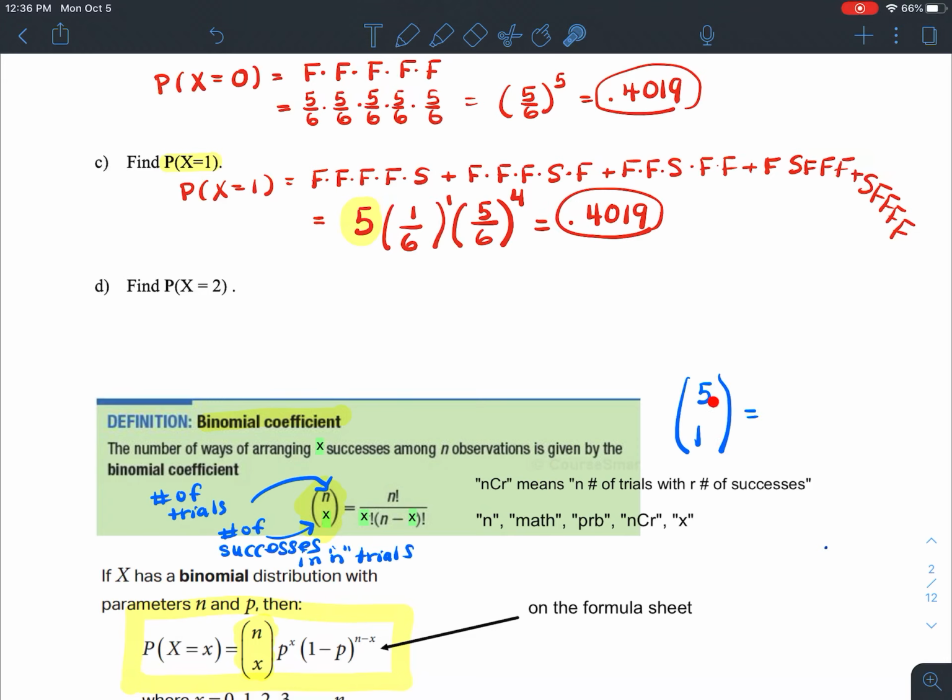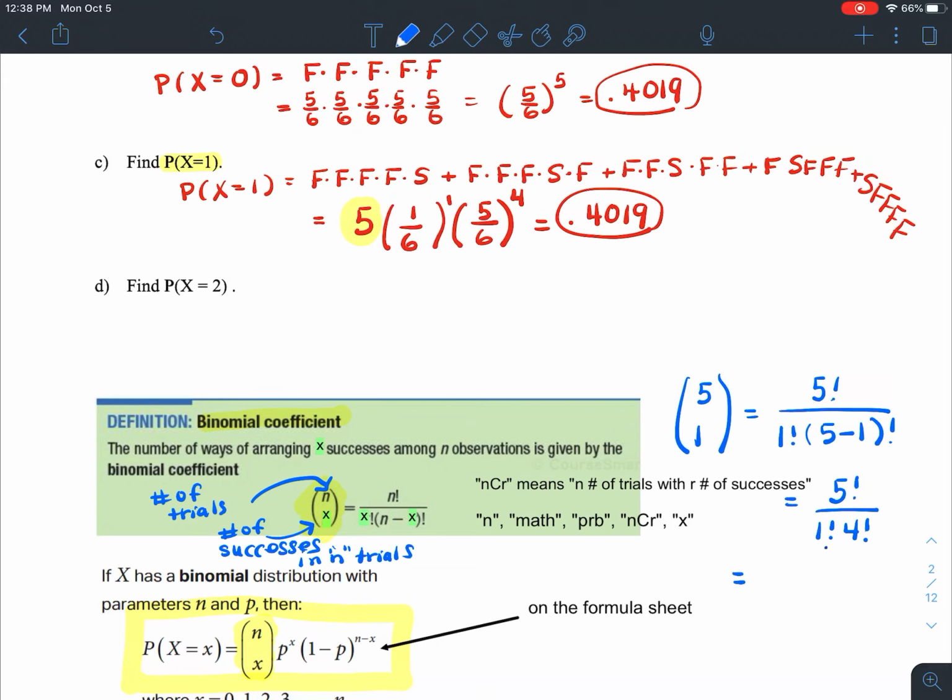Now, remember, this is giving you this 5 that we got up here. How to work through this with the factorial? Well, I would plug a 5 here with an exclamation point. In the denominator, I would do a 1 with an exclamation point, and then 5 minus 1 in parentheses, which of course would end up reducing to that.